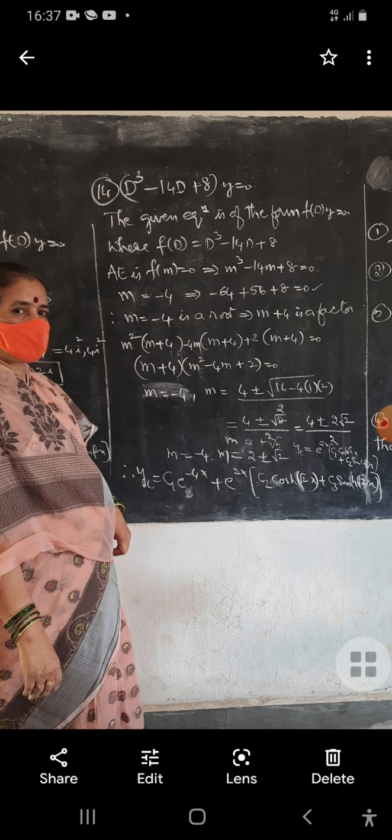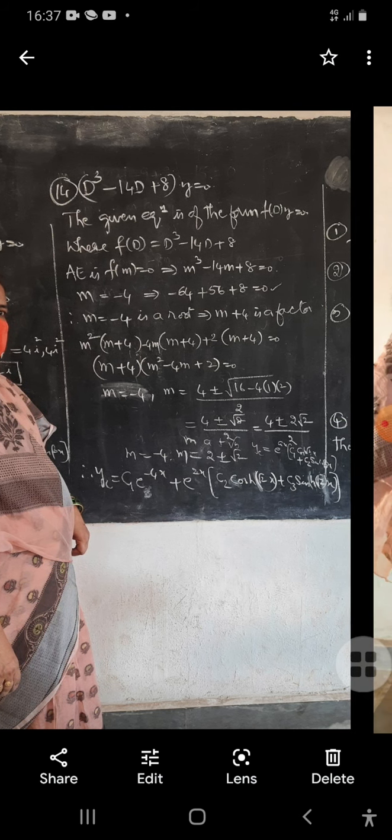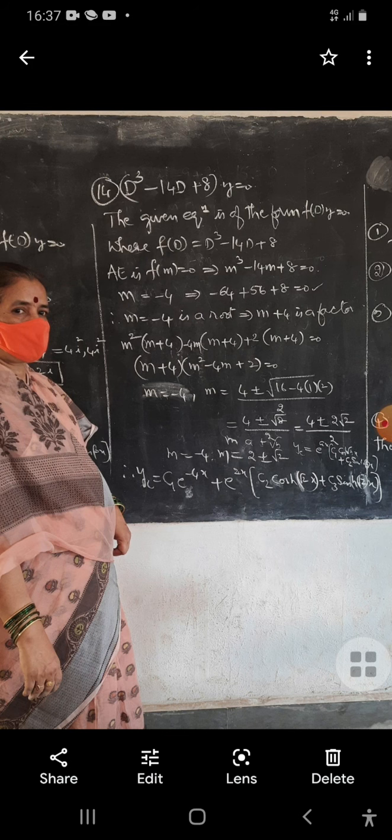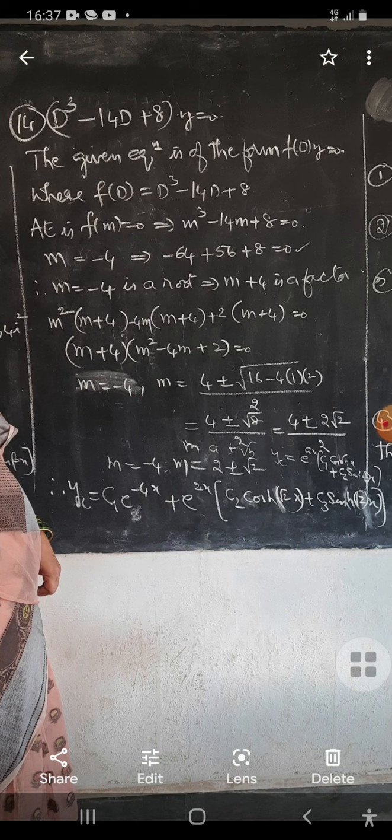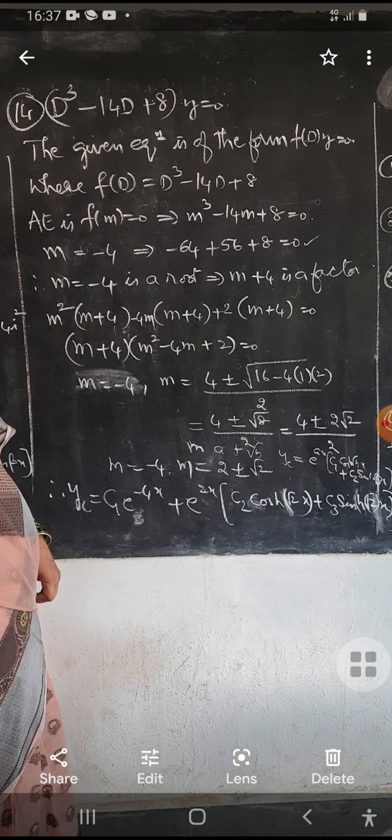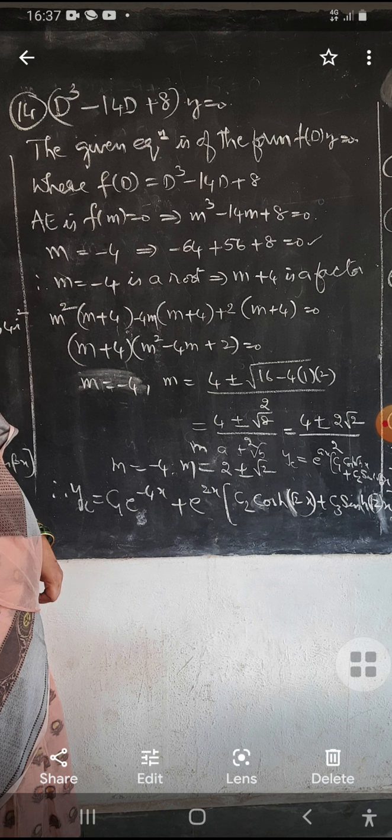Next, problem number 14, (D cube minus 14D plus 8) operating on y equal to 0. The given equation is of the form f(D) of y equal to 0, where f(D) equal to D cube minus 14D plus 8. The auxiliary equation is f(m) equal to 0, that is m cube minus 14m plus 8 equal to 0, and m is equal to minus 4 implies minus 64 plus 56 plus 8 equal to 0.